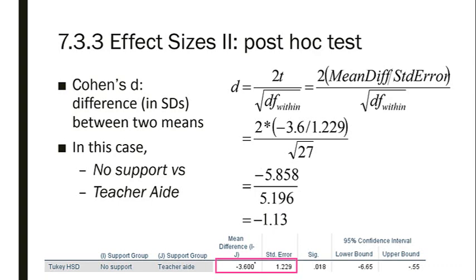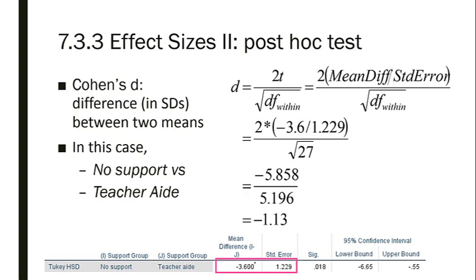And again, I did the same thing. I input the means and standard deviations for the no support group versus the teacher aid group into the Daniel Soper statistics calculator. And what I got was an effect size of negative 1.25, which is pretty close to negative 1.13. I'm satisfied that that's within rounding error. And in any case, that's a pretty big effect. They're more than one standard deviation apart.